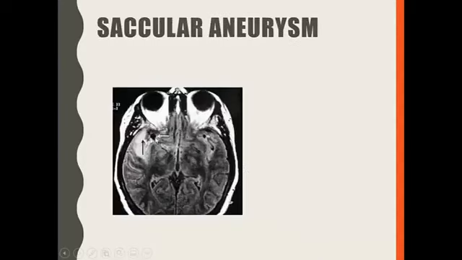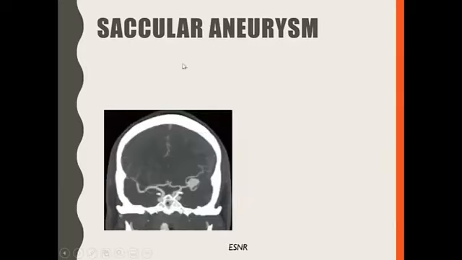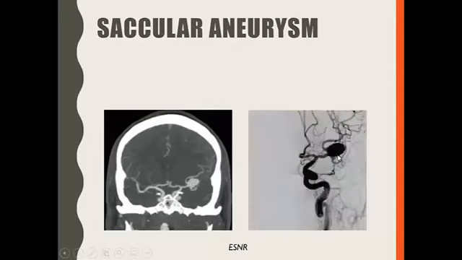MRI FLAIR images showing a middle cerebral artery aneurysm, a saccular aneurysm with adjacent area of bleed. And here is MR angiography of the same patient, and there is the saccular aneurysm. Also, CT angiography can be used, for example, another MCA aneurysm at its bifurcation point, another saccular aneurysm, and this is a DSA of the same patient, showing this saccular aneurysm.